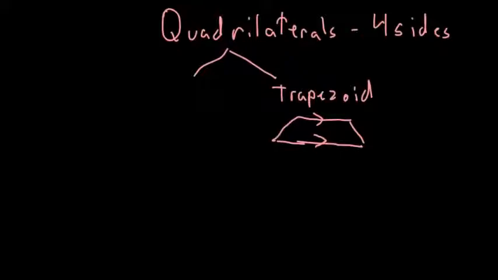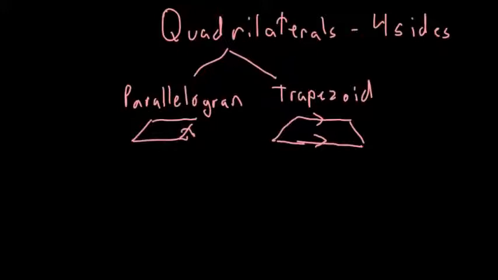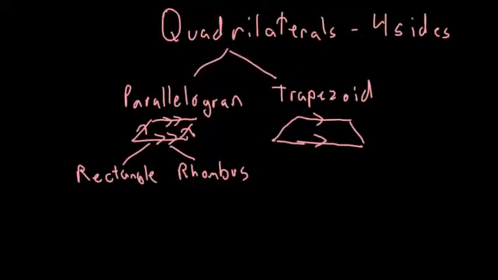Then on the other side, we have a parallelogram. And that's distinctive of having two sets of parallel sides. So sometimes you'll see arrows going, showing that those are parallel. A parallelogram can get more specific by going two ways. One would be a rhombus, and the other a rectangle. Both rhombuses and rectangles are parallelograms.